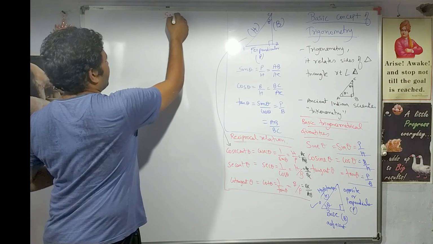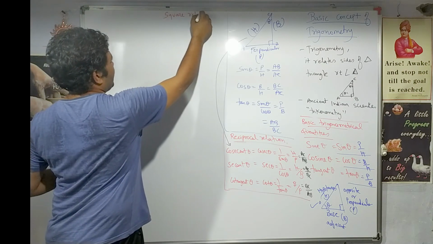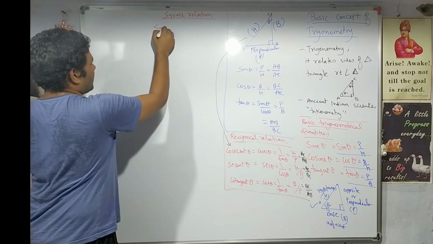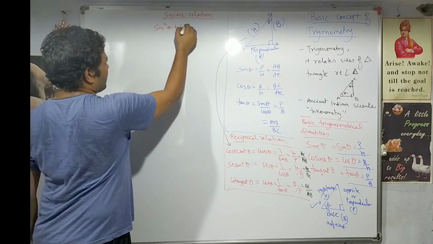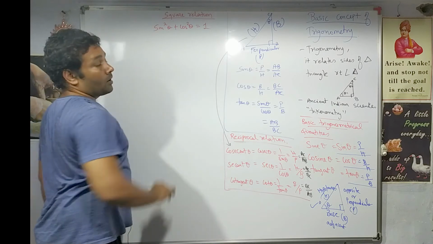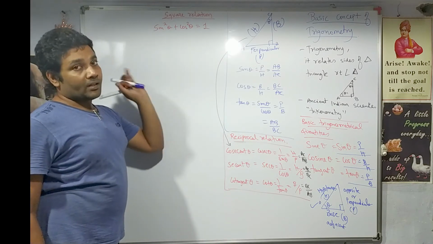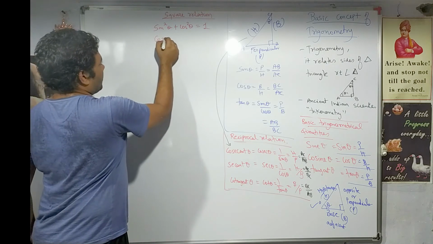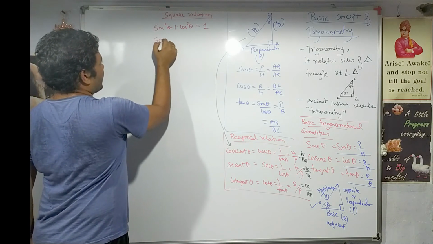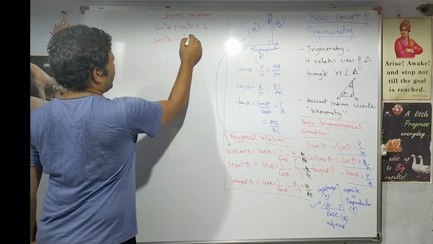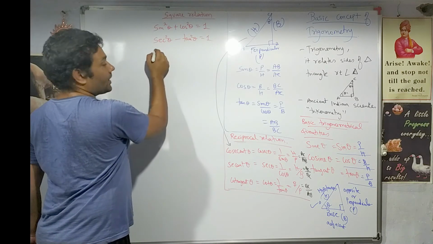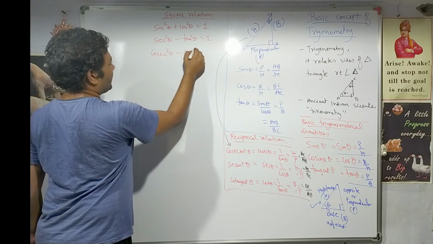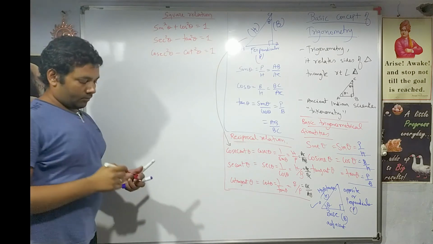Then we have a square relation. What is a square relation? We have three square relationships. First is sin square theta plus cos square theta is 1. How we got this? It's very simple to prove. We'll see in the numericals. Sec square theta minus tan square theta is 1. Then we have cosec square theta minus cot square theta is equal to 1, right?